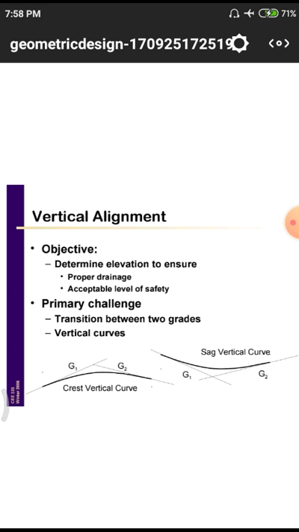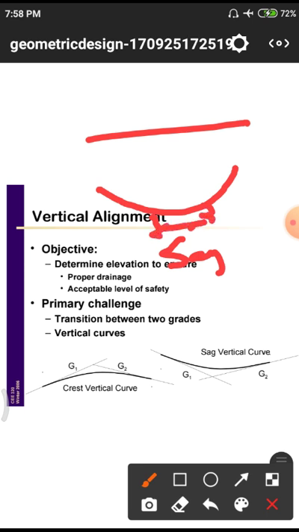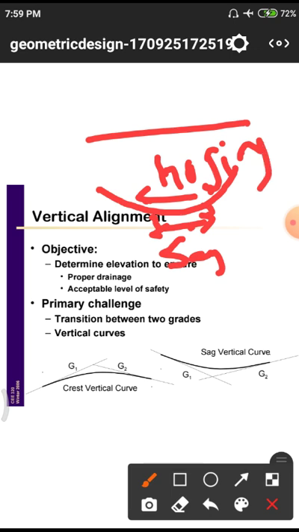First we have the sag vertical curve. Sagging means, take a normal rod and bend it, so there is some quantity of sagging in this direction. Over a particular length we have some sagging in the road. The second condition is hogging. Here we have hogging, H-O-G-G-I-N-G.